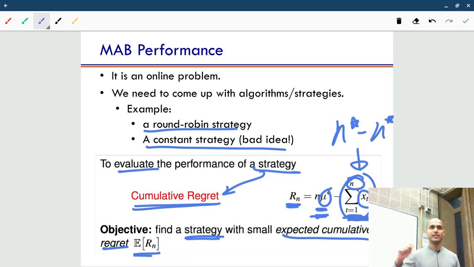And you want to take care of regret by taking this feedback into account. So after every action that you take, you get some information and you make a better decision hopefully next time. These strategies, round robin and constant, are not taking feedback into account, but we'll look at some strategies which will. So far, so good. Is it too laborious?